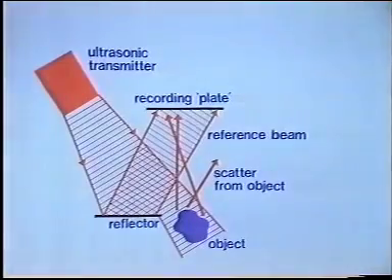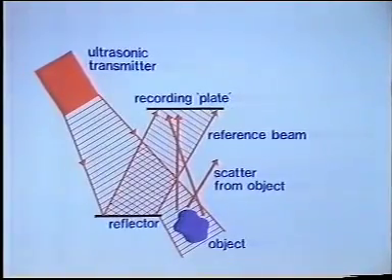Well, that's how we reconstruct the hologram by the conventional optical means. But how do we record the original ultrasonic hologram? Well, this diagram shows an ultrasonic analogue of the optical situation. The ultrasonic transmitter takes the place of the laser, and that sends a beam of plane waves down to a reflector. The waves bounce off, forming a reference beam, which goes up to the recording plate.